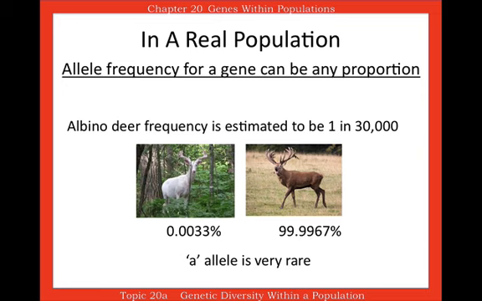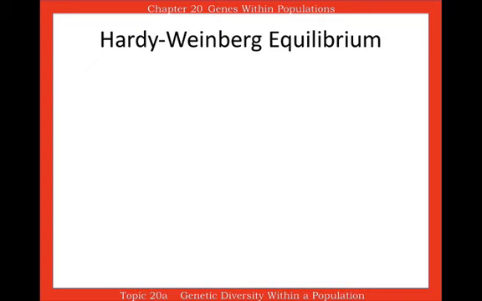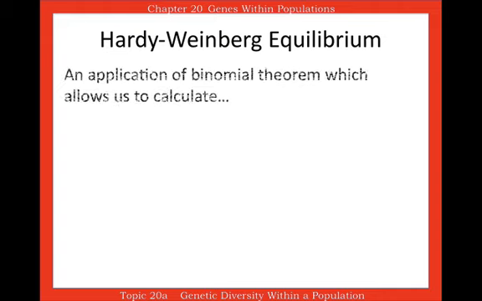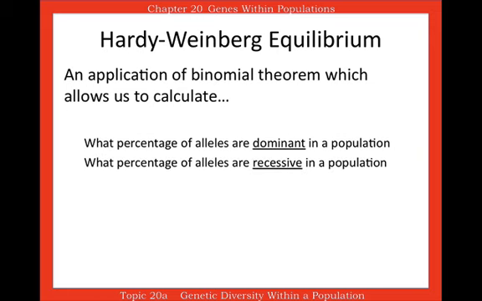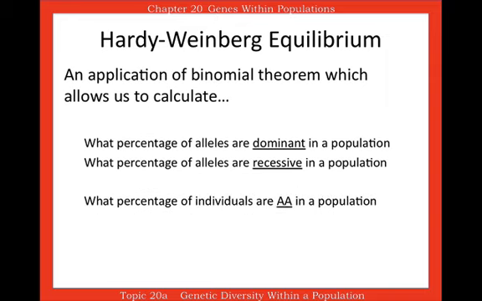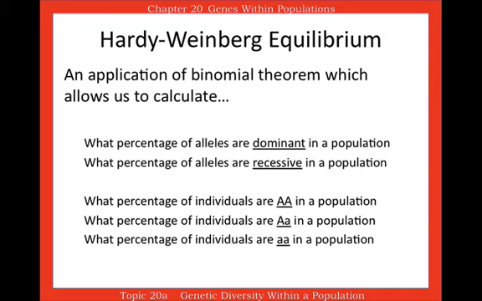So, how rare is it? We can figure this out using the Hardy-Weinberg equilibrium. This is an application of binomial theorem that allows us to calculate several things. We can use it to calculate the percentage of alleles that are dominant in a population, the percentage of alleles that are recessive in a population, and if we know those, we can then calculate the percentage of individuals that are homozygous dominant, heterozygous, or homozygous recessive in a population. So we're doing this to calculate and study how genetic diversity occurs within a population.